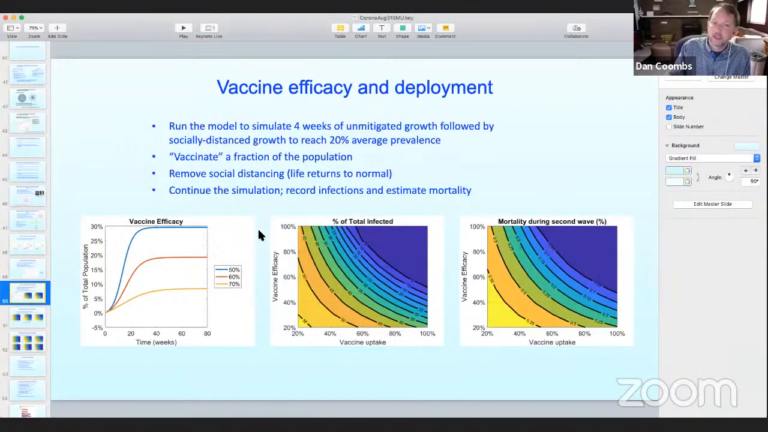If you get a lot of uptake or a lot of efficacy of your vaccine, things are good and not too many people get infected, not too many people die. And it's bad if you have a bad vaccine and hardly anyone takes it. It makes sense. Unsurprising results, right?